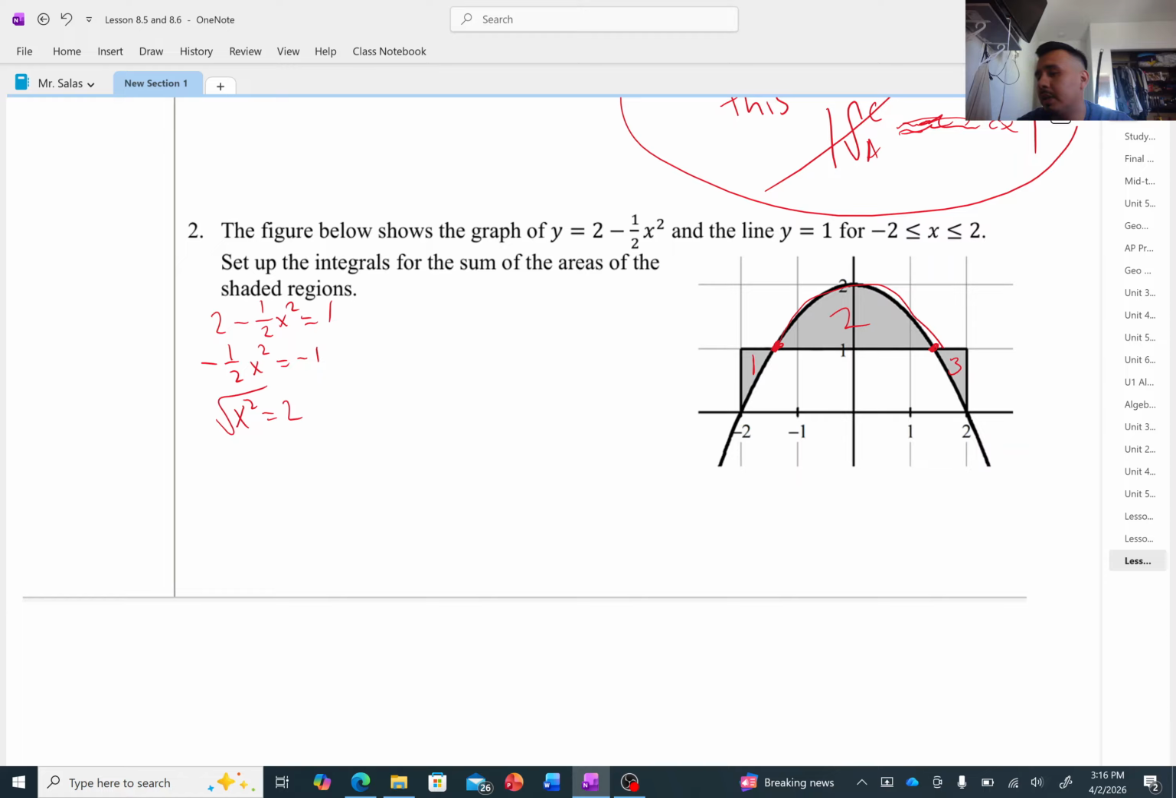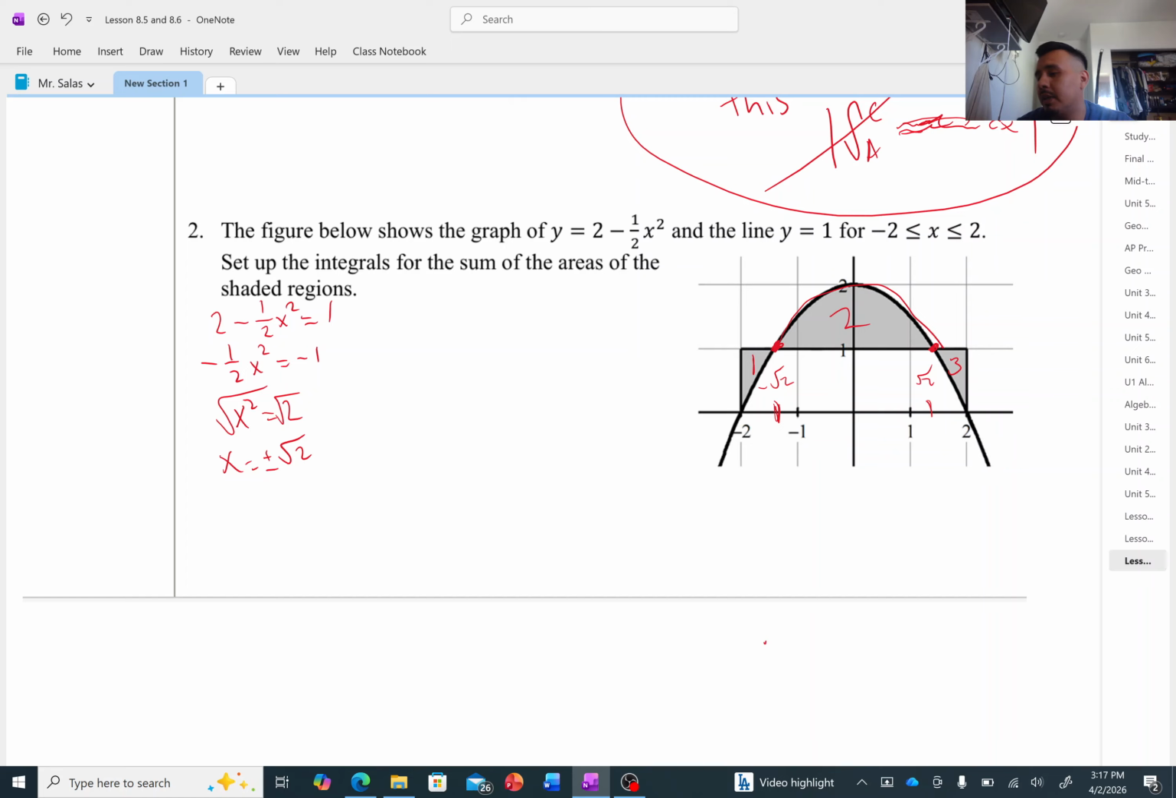I take the square root on both sides, and I get that x is equal to plus and minus the square root of 2. So that tells me that this value right here is negative square root of 2, and this right here is positive square root of 2. Boom, those are my x values that I needed. Let's set up our integrals.